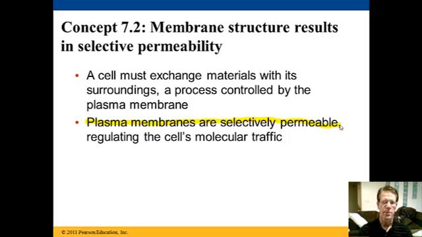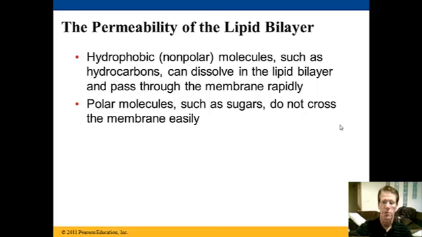Again, there are going to be some materials that are going to move through the cell membrane easily. If you're a nonpolar molecule, you can get through that hydrophobic layer. If you are a polar molecule, you're going to have a hard time without some gates and some doors and other structures to help facilitate moving that material in through the cell membrane. So that's what it's talking about here.